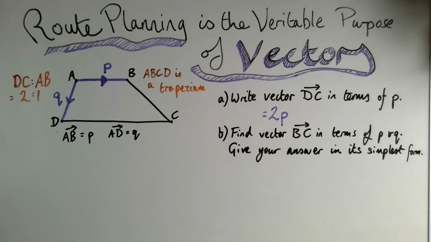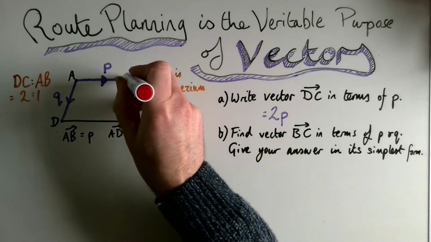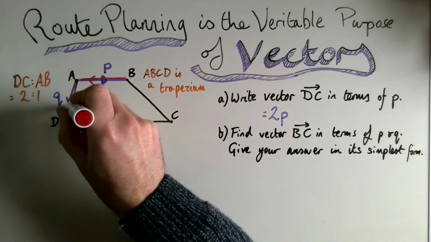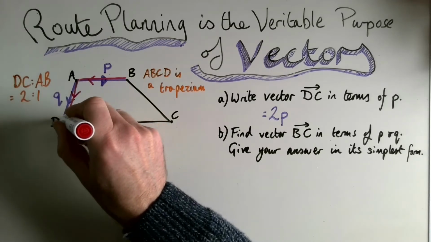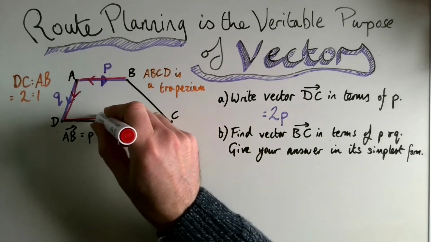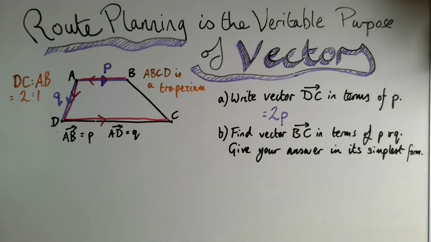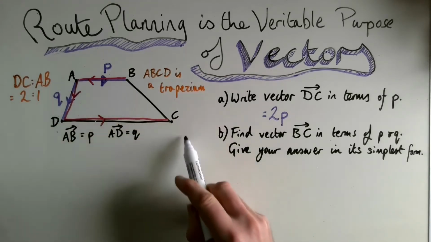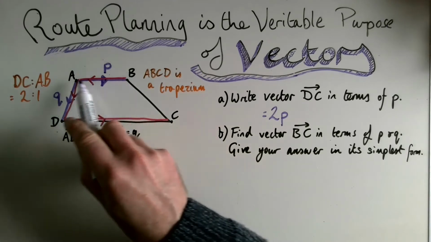So BC, it really is a good idea to draw on what you're going to do, because it makes it really obvious when you've got negatives involved. It's very easy to go a little bit wrong. So we already know that DC is 2p. From B, I've got to go round here. I can't just go straight across that. I've got to use my P's and Q's.